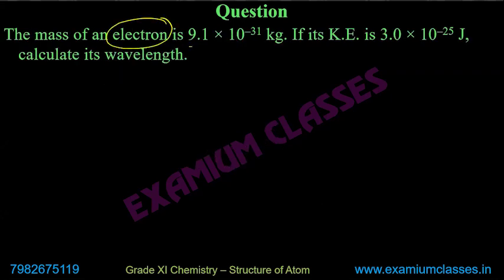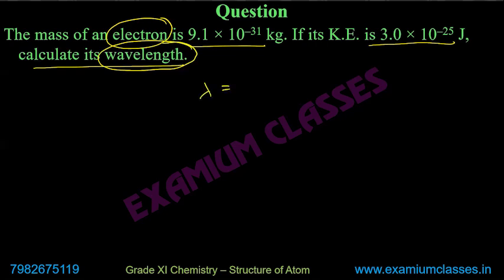Mass of an electron is given. If the kinetic energy is this one, calculate the wavelength. So here also you will calculate the wavelength. You can calculate wavelength by lambda equals h by mv. But instead of velocity here, kinetic energy is given. That is the only difference.